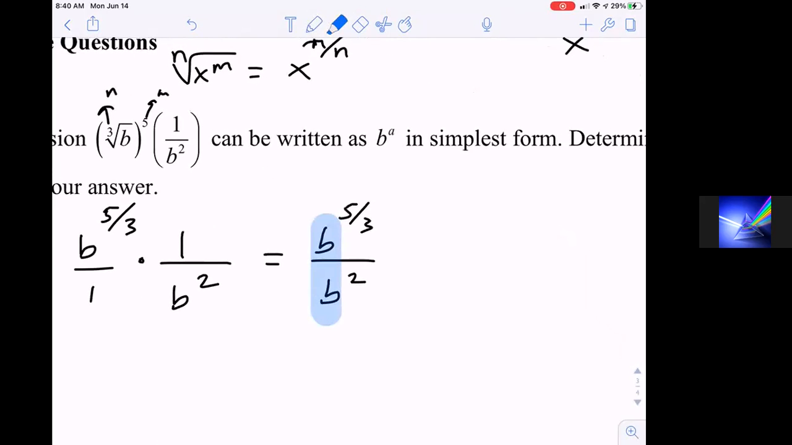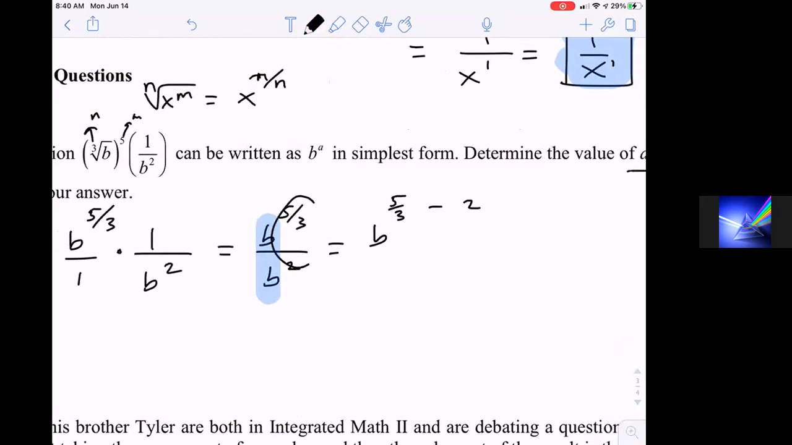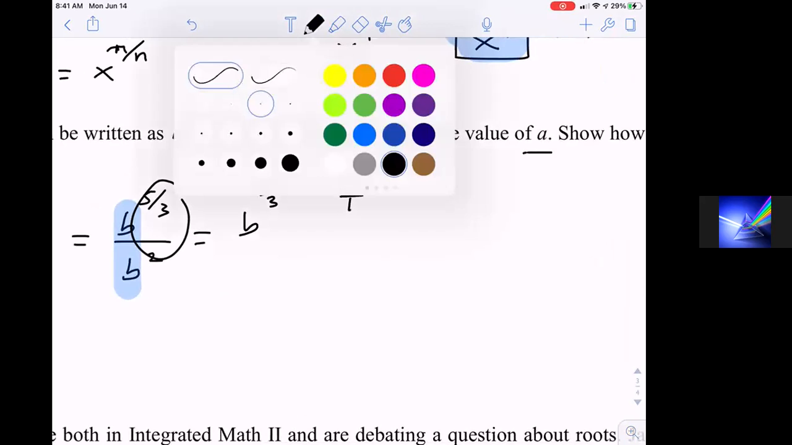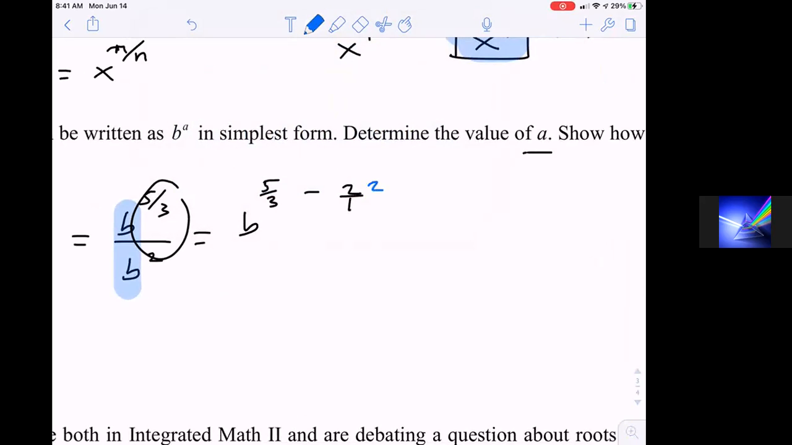Since I see the same base, I'm going to go ahead and subtract my exponents. So this would be b to the 5/3 minus 2. Same base, dividing the same base, we subtract our exponents. But I need a common denominator. The common denominator would be 3. So I'm going to multiply this times 2 over 2 to make it 3.